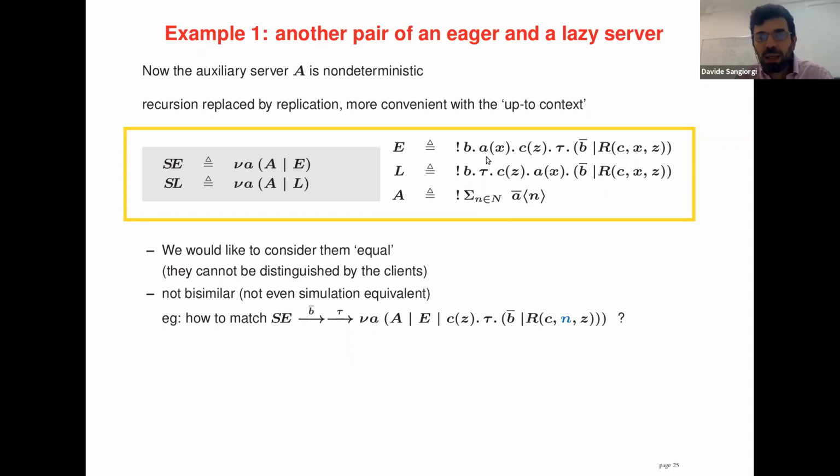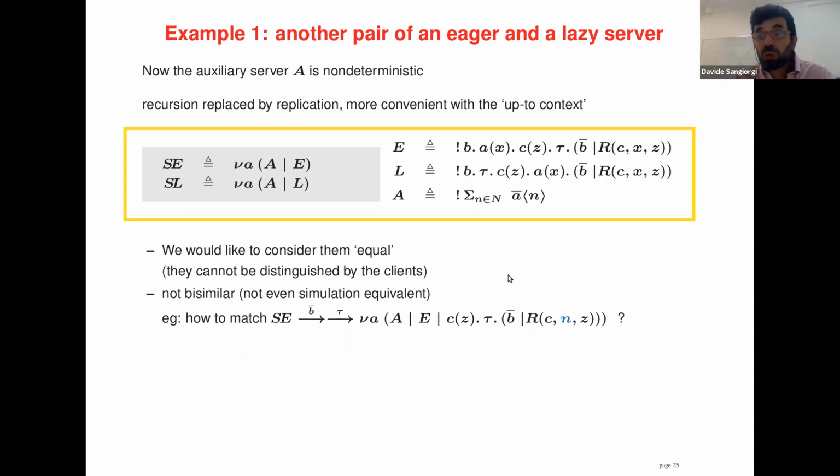So the eager server is one that interrogates the auxiliary server first before receiving a request from a client, and the lazy server does the opposite. Even with a non-deterministic auxiliary server, from a client perspective, the difference between the eager and the lazy system is not observable. I mean, a client makes a request, and then later on it will be involved in this interaction protocol, but the client has no way of observing whether internally to the system, the interaction with the auxiliary server occurs before or after the client request has been made.